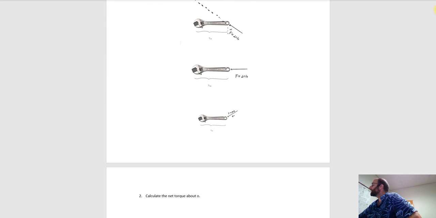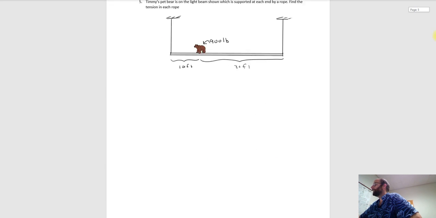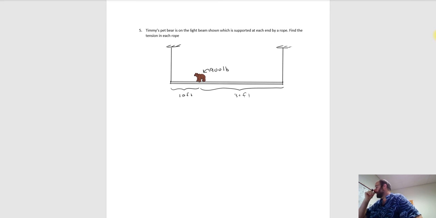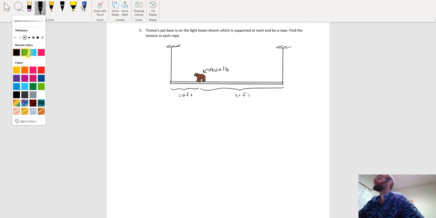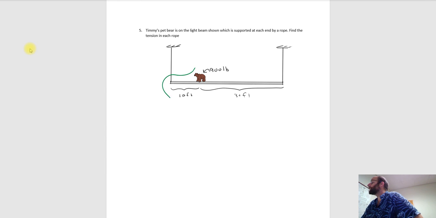Let's go ahead and do one more. Okay, number 5. So let's chat about number 5. This bear is just Timmy's pet bear sitting static here. What you want to do first is define our system here, and I would just define it like this.